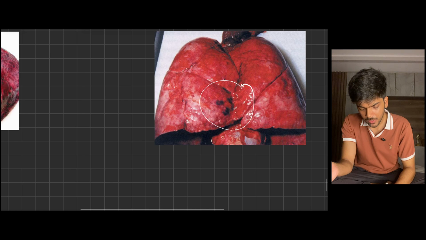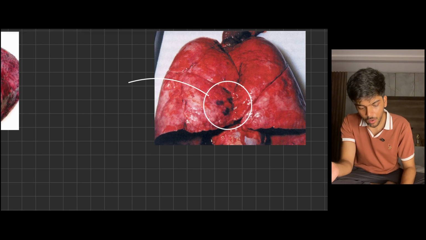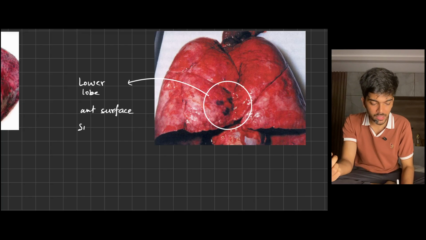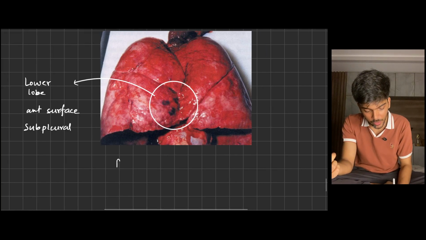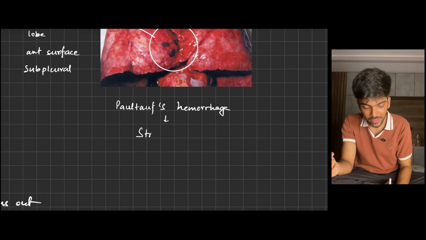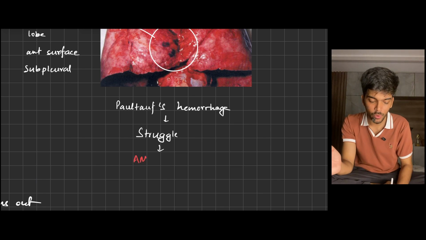What is this? This is Paltauf's hemorrhage, which is seen in the lower lobe, in the anterior surface, just behind the pleura or subpleural. So these are subpleural hemorrhages, referred to as Paltauf's hemorrhage. And Paltauf's hemorrhage is as a result of struggle. And again, as soon as you get a sign of struggle, it indicates ante-mortem drowning. All right.